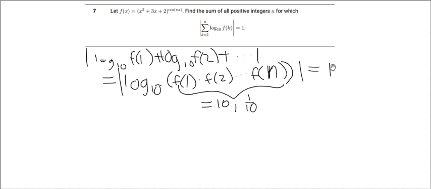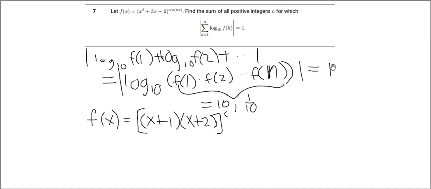So let's look at the function itself now. We know that x squared plus 3x plus 2 factorizes into x plus 1 times x plus 2. And this is raised to the power cosine pi x. So let's plug in the first few values of x into this exponent here. Whenever we plug in 1, we get cosine pi, which is negative 1. And when you plug in 2, you get cosine 2 pi, which is 1.